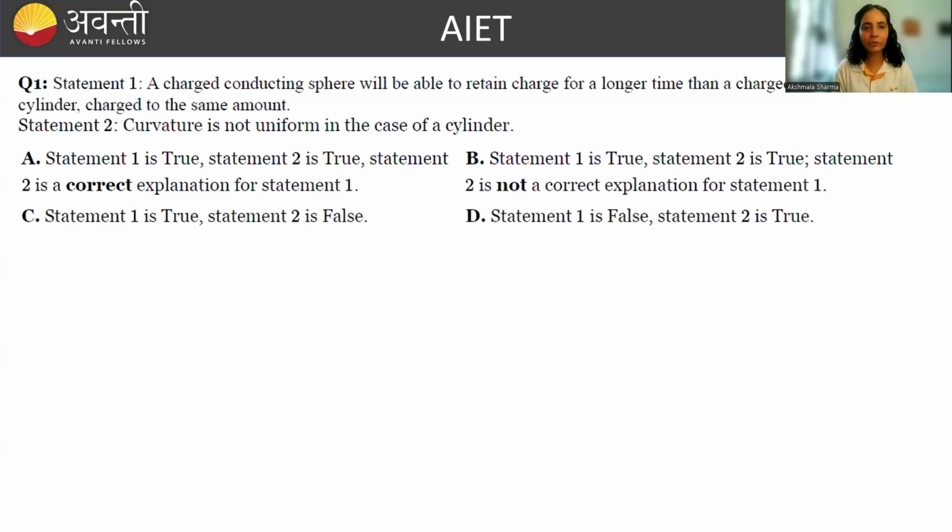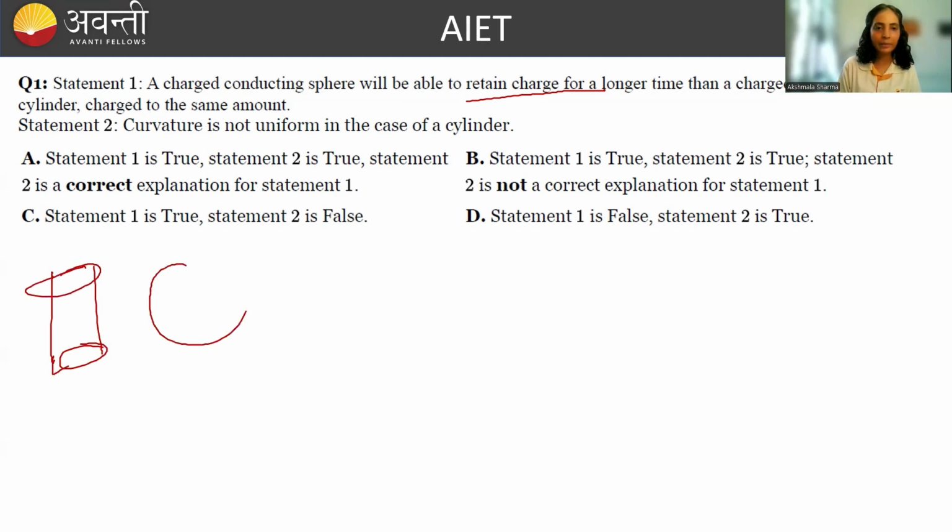So this is the very first question, and also the first question of your paper. This is an assertion-reason kind of question. The first statement is: a charged conducting sphere will be able to retain charge for a longer time than a charged conducting cylinder. What is the difference between a sphere and a cylinder? Just the geometry varies, right? A cylinder is something like that, and a sphere is something like that.